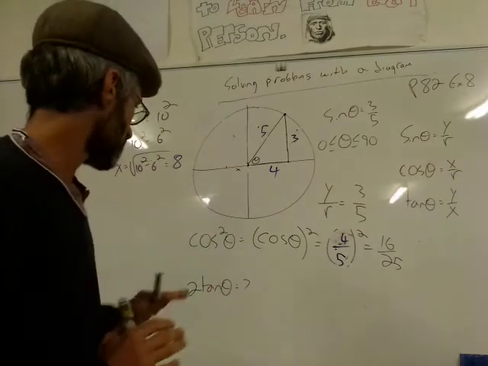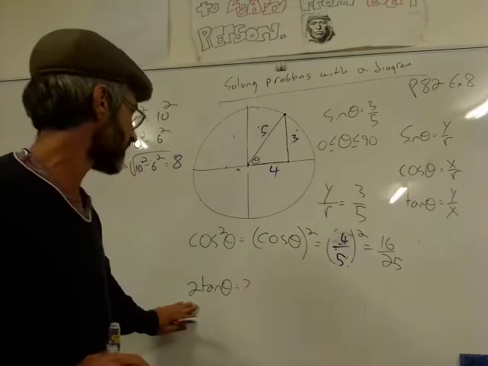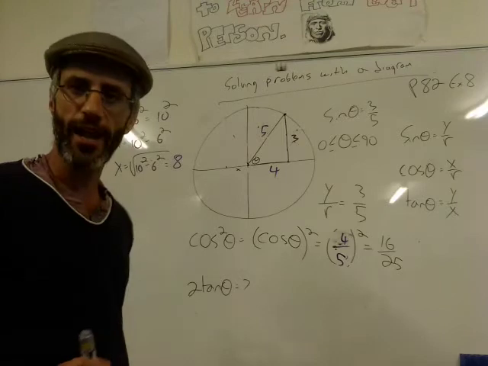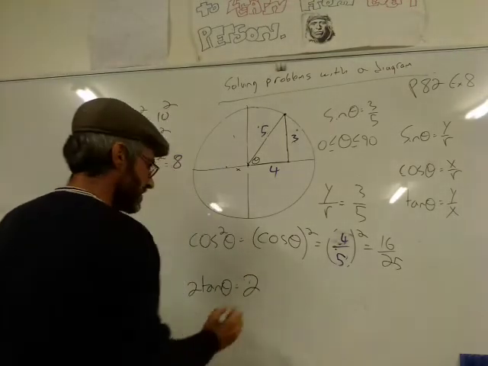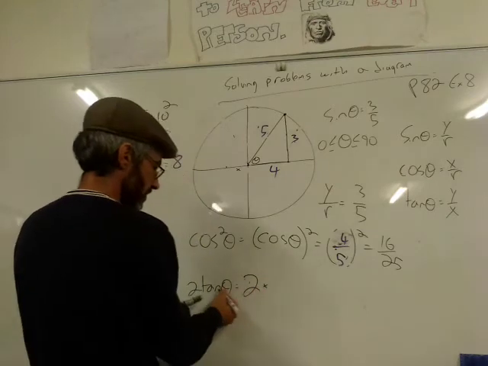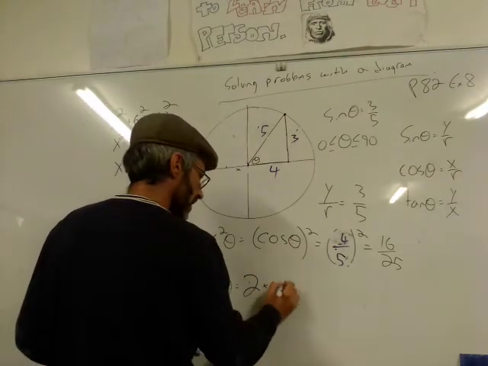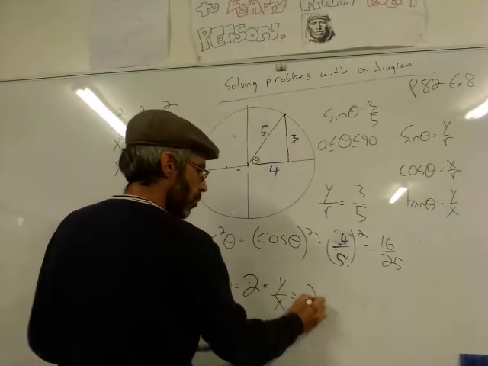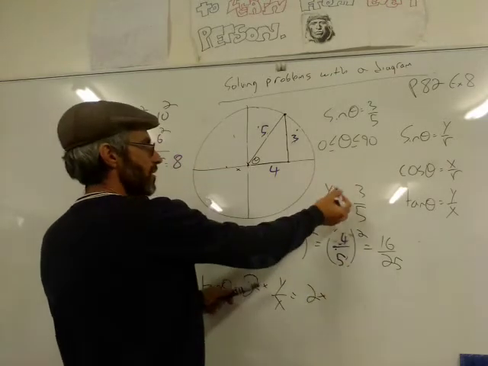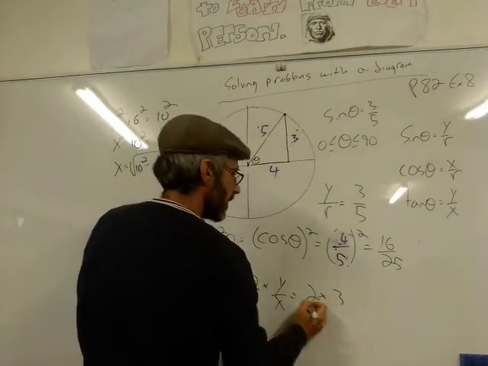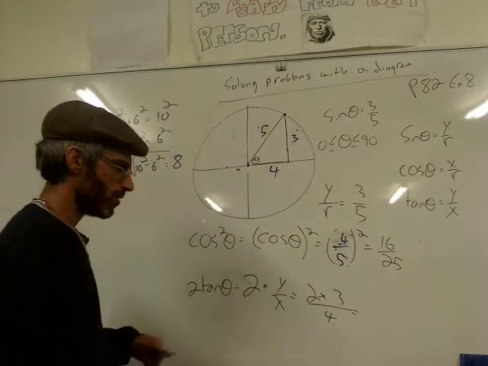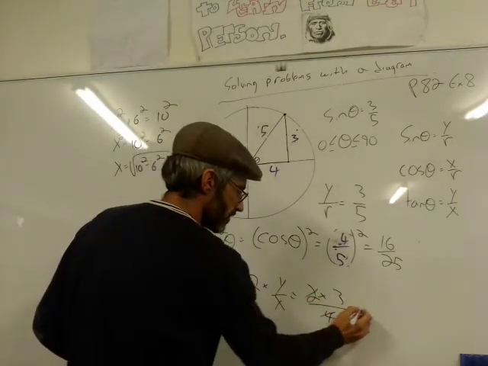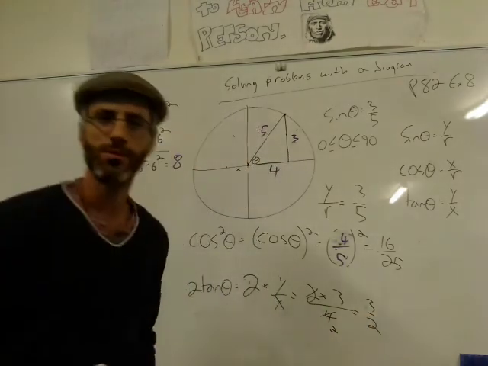Now, we're not finished. The second bit they're asking us to do is find 2 tan theta. So 2 is just 2. Tan theta, what is tan theta? It's y over x. Okay? But I know what y over x is. Y, we said, is 3. X is 4. Okay? The 2 and the 4 cancel out. 3 over 2. The answer is 3 over 2.